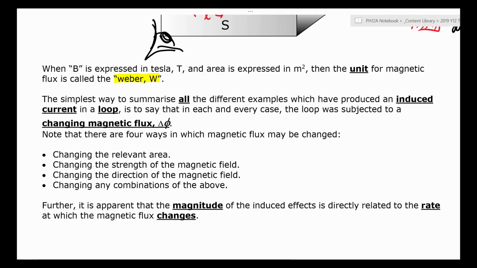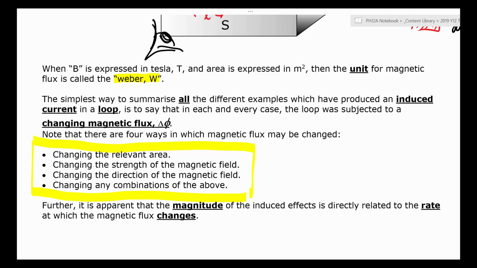The really cool things we can consider now are the conditions under which an induced current can occur. There are, I guess, four ways, listed here in the dot points. We can change the relevant area of the loop. We can change the strength of the magnetic field. We can change the direction of the magnetic field, so the second and third dot points we did in the demonstration, or any combination of the above. The magnitude of the induced effects is directly related to the rate at which the magnetic flux changes. So if the flux changes are fast, then the induced effects will be very large.